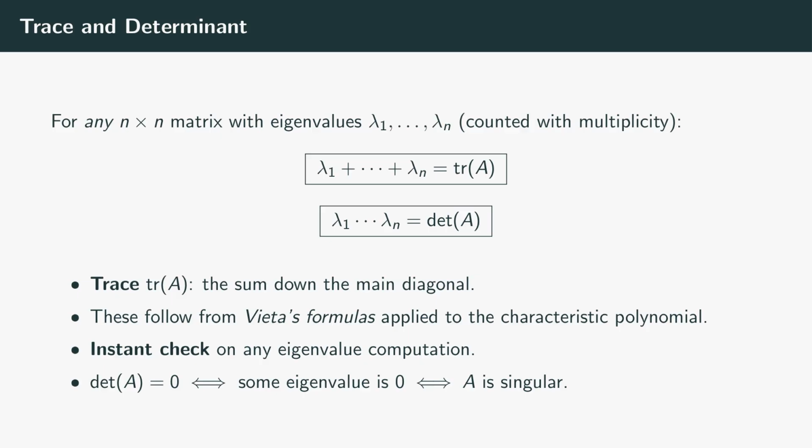Second, they give deep insight. The product being the determinant means the determinant is 0 exactly when some eigenvalue is 0, which is exactly when the matrix is singular, three descriptions of the same fact, finally unified. The trace and the determinant are two humble numbers that together pin down the sum and product of the entire spectrum.